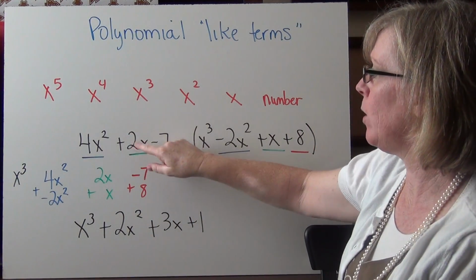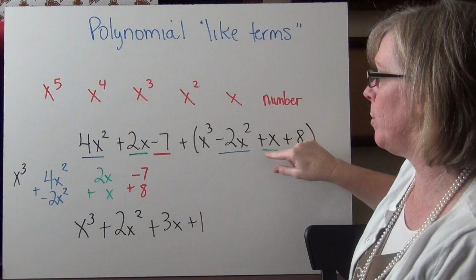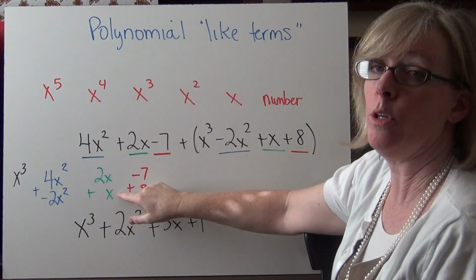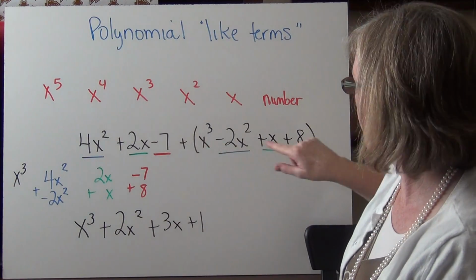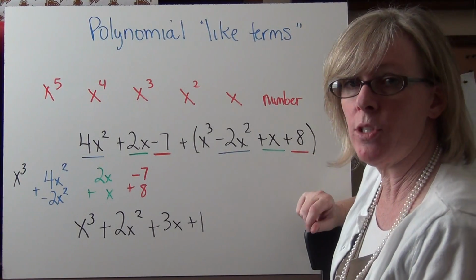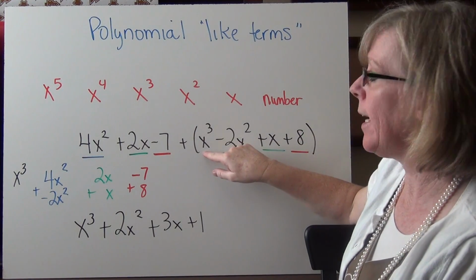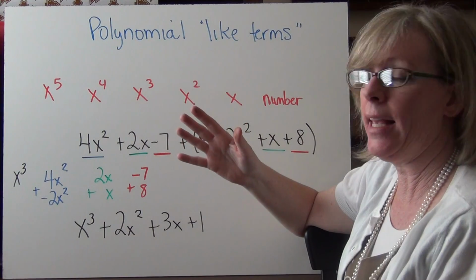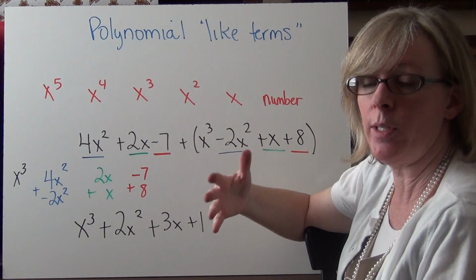Then I noticed I had a plain old x term and a plain old x term here, a 2x and an x, and I'm going to add those two together. And I have a negative 7 and a positive 8 for my ones terms, and I can add them together. This x to the third is just sort of left hanging. It doesn't have any matchers to go with, so it will be alone.